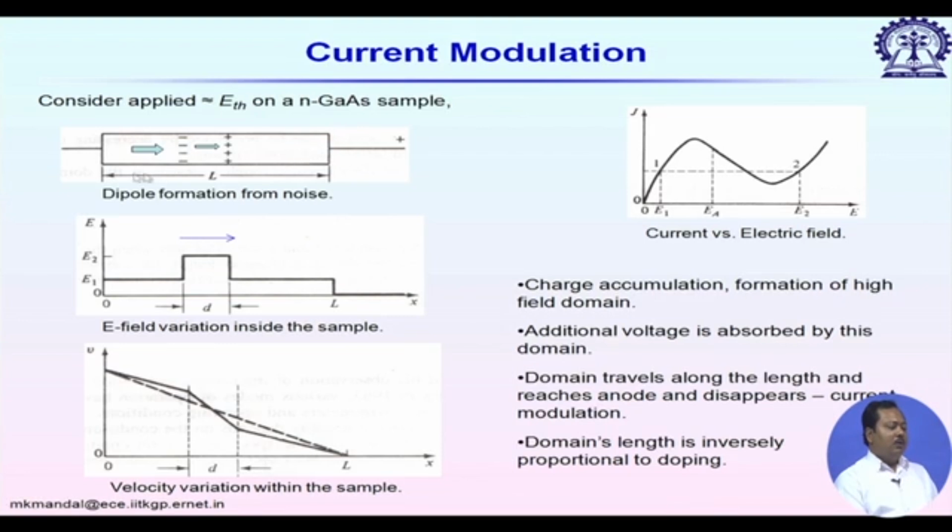At the same time, to keep the voltage at the same level, another filament is generated at the cathode terminal, and it keeps on generating, so as a result we have a series of current maxima. The separation of these two current maxima depends on the type of material and the length of the material, and we have a microwave or millimeter wave signal from that. The domain's length is inversely proportional to doping concentration.